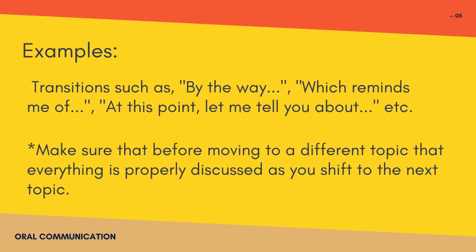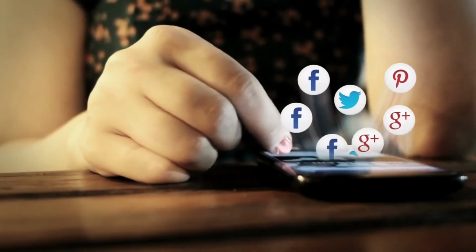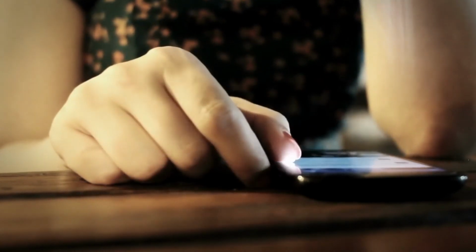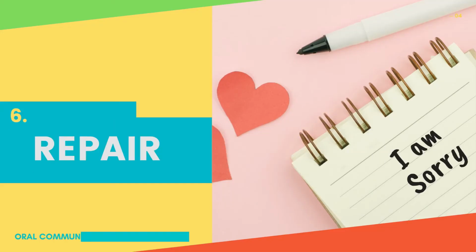Use transitions such as "by the way," "which reminds me of," "at this point," and "let me tell you about" as some of the examples to hint at a change of a topic. Make sure that everything is properly discussed as you shift to the next topic. In this way, confusion and misunderstanding will be avoided.